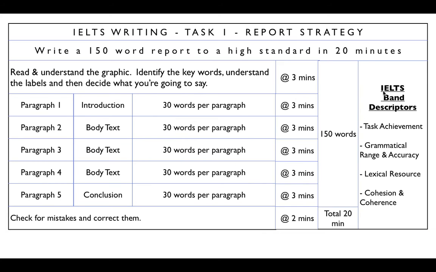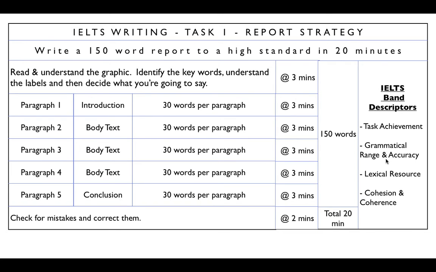And you have to write them to the IELTS band descriptors of task achievement, grammatical range and accuracy, lexical resource, and cohesion and coherence. This is very simple. Did you do what they asked you to do? So task achievement means did you do what they asked you to do? Did you describe the graphic properly and write a clear and coherent report?